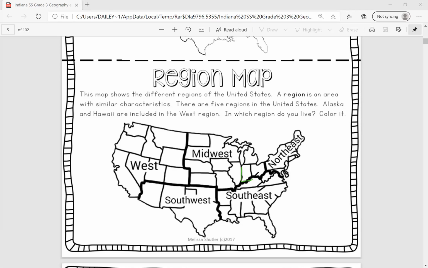Midwest region. So here is Indiana, and this is the whole Midwest region. So if you think about what Indiana looks like with cornfields and the physical features of Indiana, most of the Midwest follows the same kind of landforms.